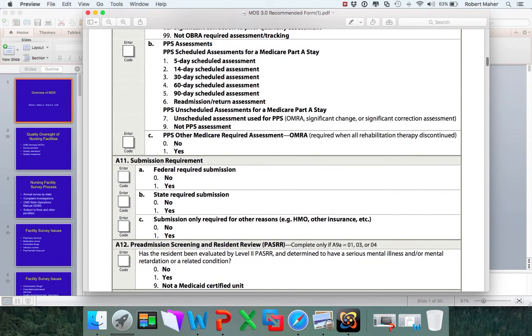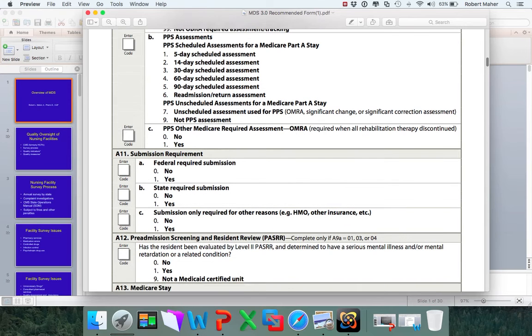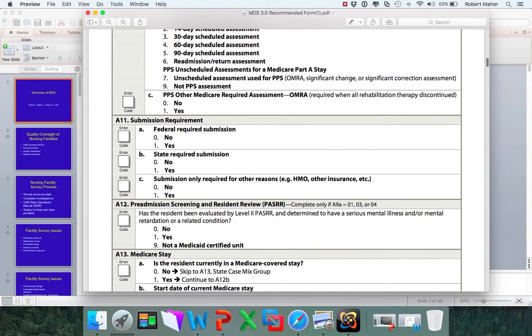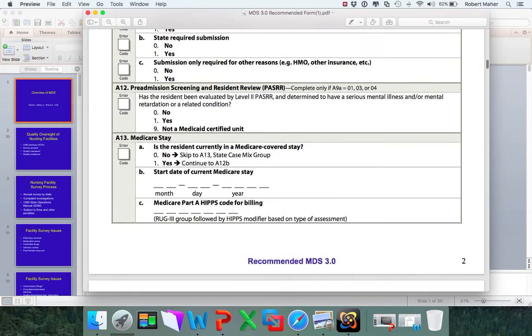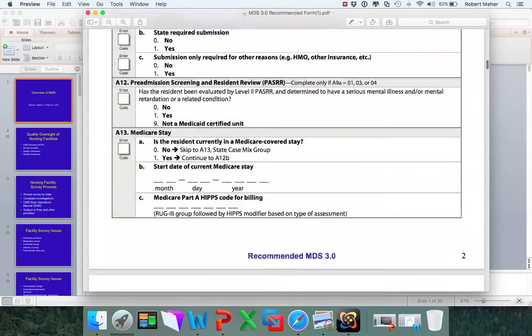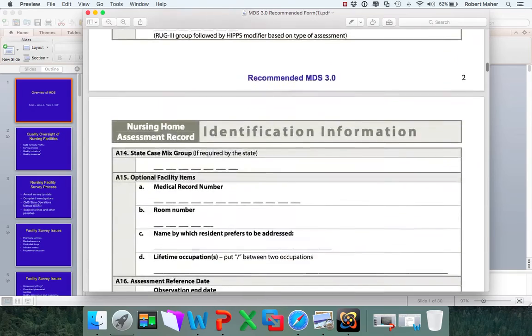If there are any changes, if they're here as a Medicare Part A patient, this will be done on a 5-day and a 14-day scheduled assessment. The average Medicare Part A stay is anywhere from 14 to 21 days. If they're there any longer, then it's done on either a 30-day, 60-day, or 90-day basis. And these are requirements to actually be paid by Medicare. This will determine their stay.